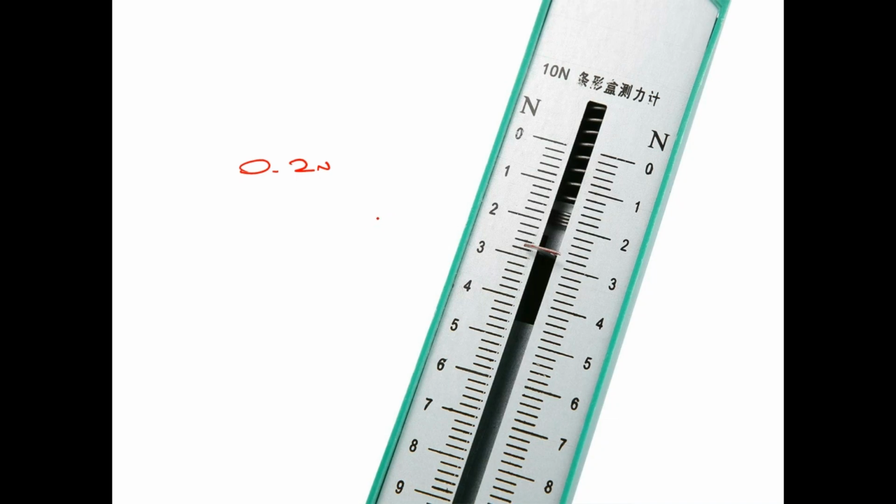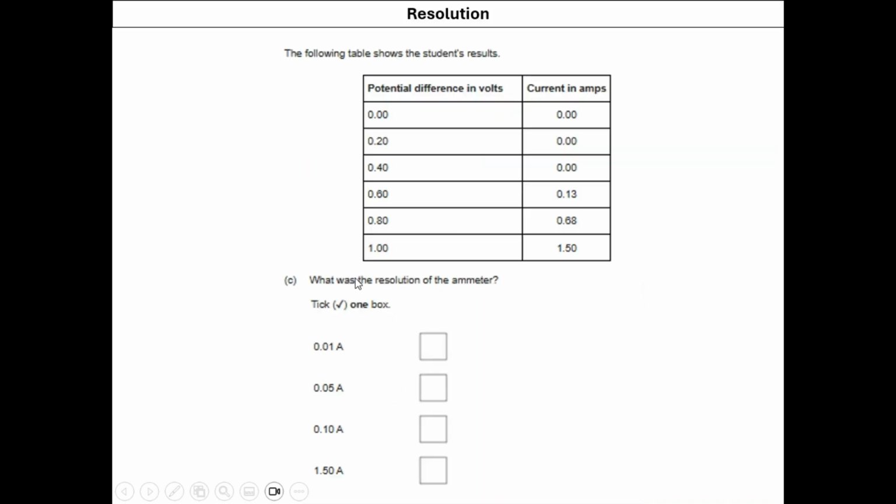Now, you could get a question like that on your exam where they literally print a picture of a measuring instrument and ask you the resolution. You're just being asked, what does it count up in? What's the smallest thing it could measure? What's the smallest difference it can measure? But along with questions where they can print the actual picture, they can also ask you resolutions just from results.